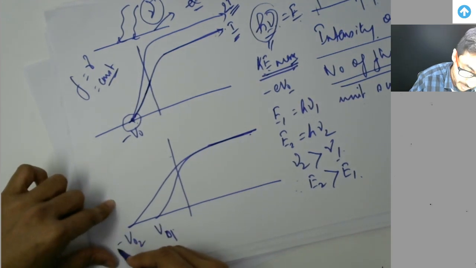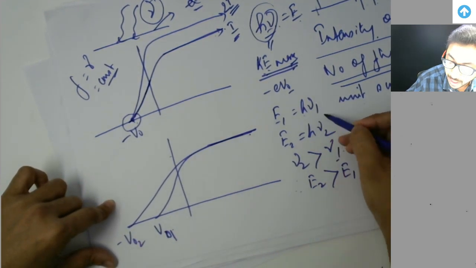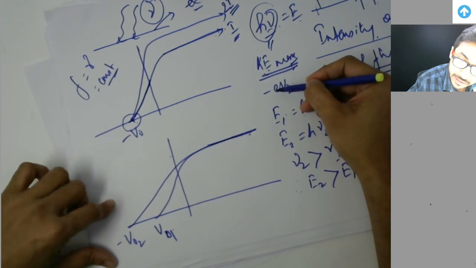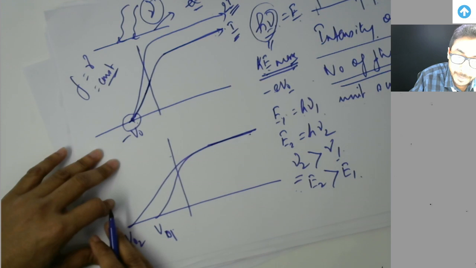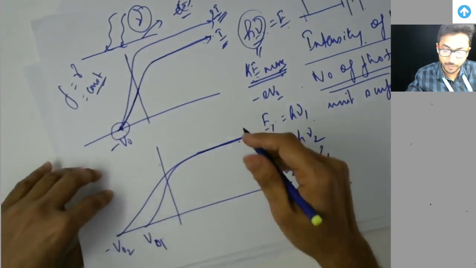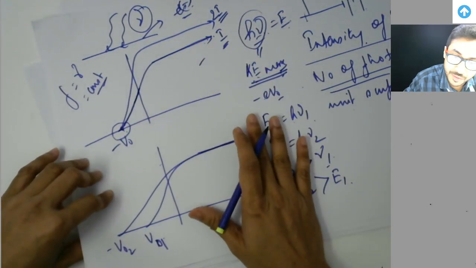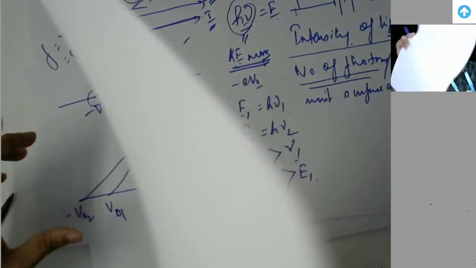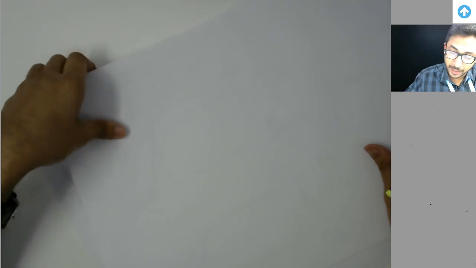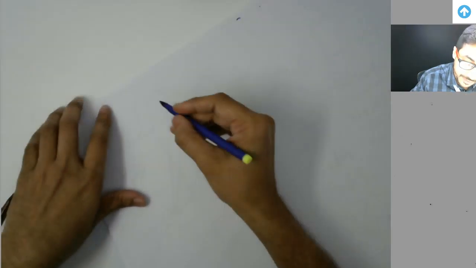The stopping potential will be more because higher frequency means higher energy. Higher energy means the stopping potential will be more. Okay. Now these are the two very important graphs we use for problem solving. Now we'll draw a few other graphs.